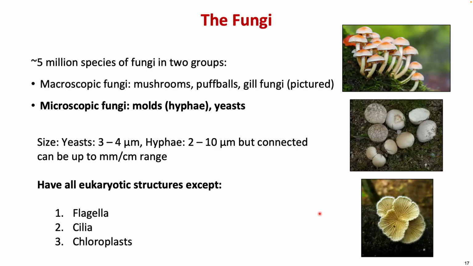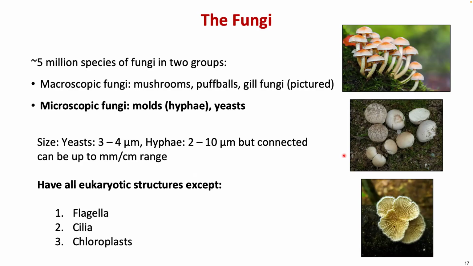I'm sure most of you have eaten mushrooms before, so you have an idea of what a fungus is. But basically, there are about 5 million species of fungi in two groups. We have the macroscopic fungi, which obviously mushrooms fall under. We have puffballs, and gill fungi, which is being shown here. And then we have the microscopic fungi, which are molds and yeast.